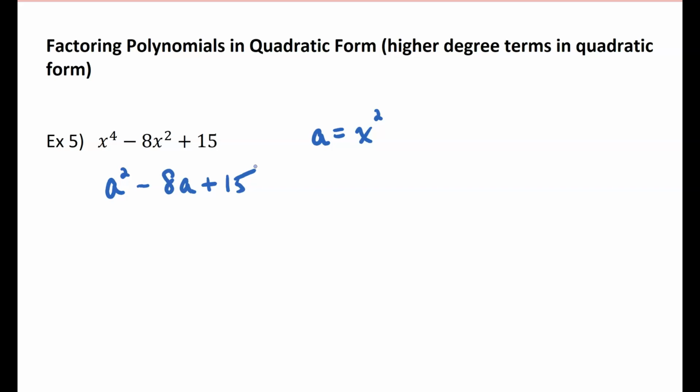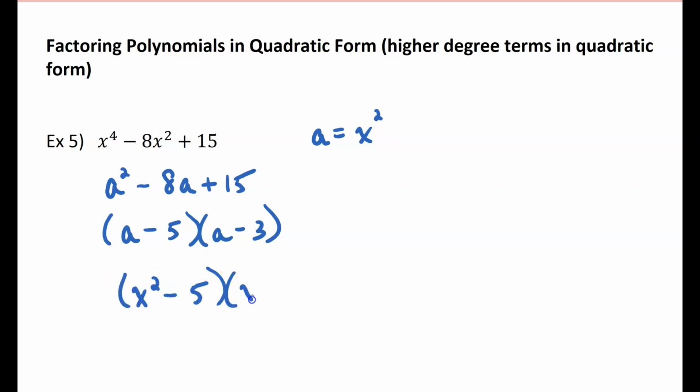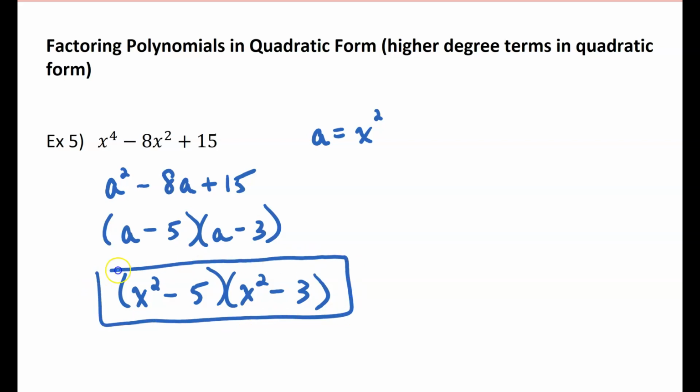Now, is that a trinomial that we can factor easily? Yeah. What does this factor into? Negative 5 and negative 3. And then the only thing you have to remember is a was not part of the original polynomial, so I need to replace the x squared back. So I just come back and I'm going to do x squared minus 5 and x squared minus 3. And again, I want to look, can either of those be factored any further? No. So that is the final factorization.